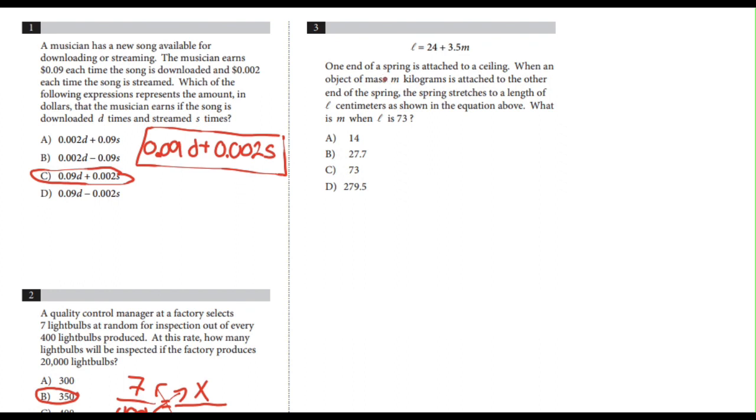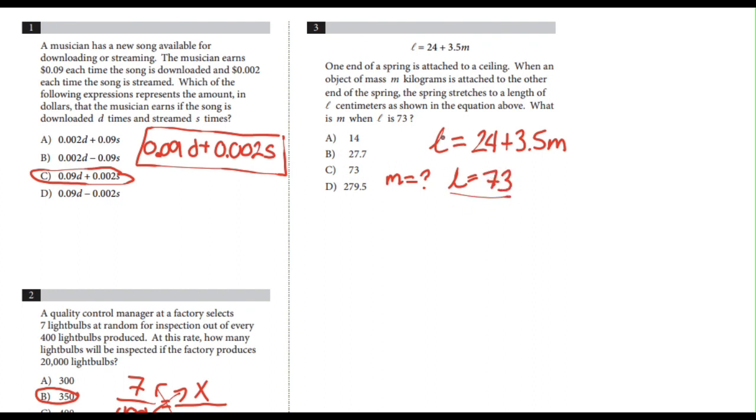Number 3, one end of a spring is attached to a ceiling. When an object of mass m kilograms is attached to the other end, the spring stretches to a length of L centimeters, as shown in the equation above. What is m when L is 73? So we start off with the equation L equals 24 plus 3.5m. And they tell us what is m. We're looking for m when L equals 73.